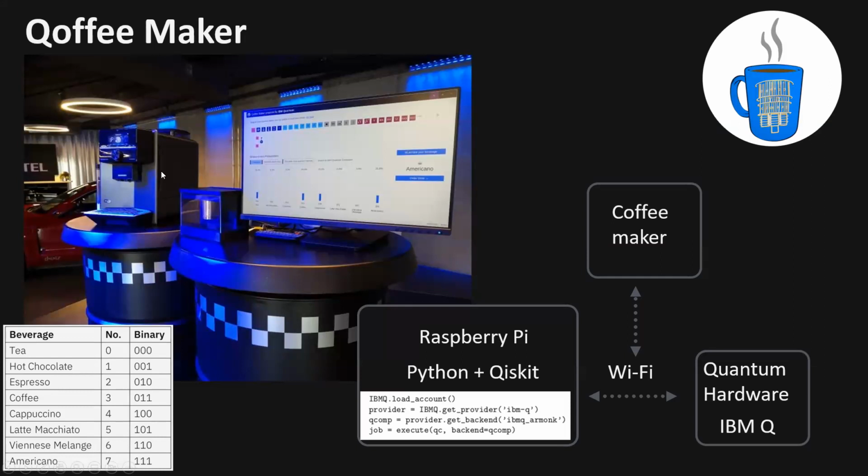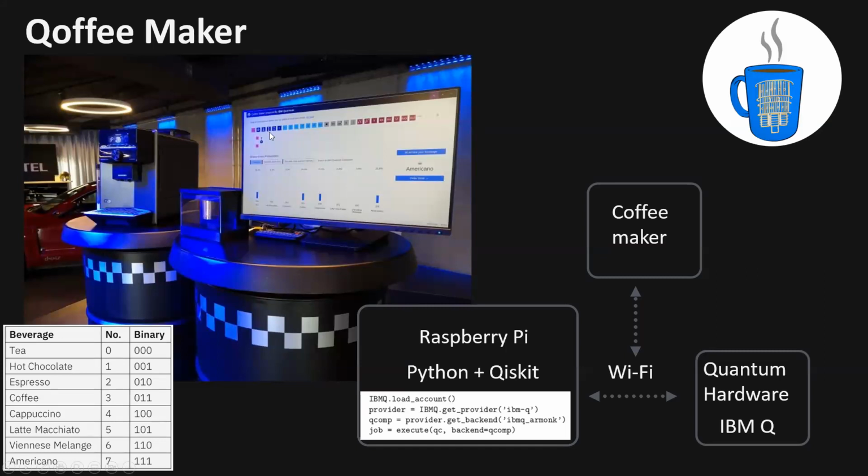We have the coffee maker, which has its own API. It's connected via Wi-Fi to a Raspberry Pi, which is hidden over here in this box, which looks like IBM Quantum System 1, where Python and Qiskit are running. And of course, the system is connected to IBM hardware, IBM quantum computers in the IBM Cloud.